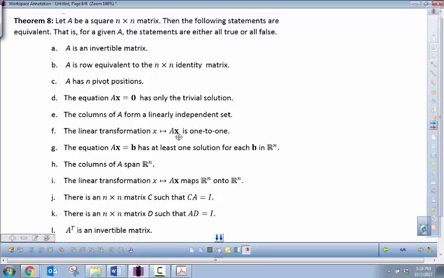Also, the linear transformation is 1-to-1. The equation has at least one solution for b in Rn. Somewhere along the line here, the linear transformation is onto. So if you have an invertible matrix, then that linear transformation is 1-to-1 and onto. So you can kind of package these two together, the 1-to-1 and onto business.